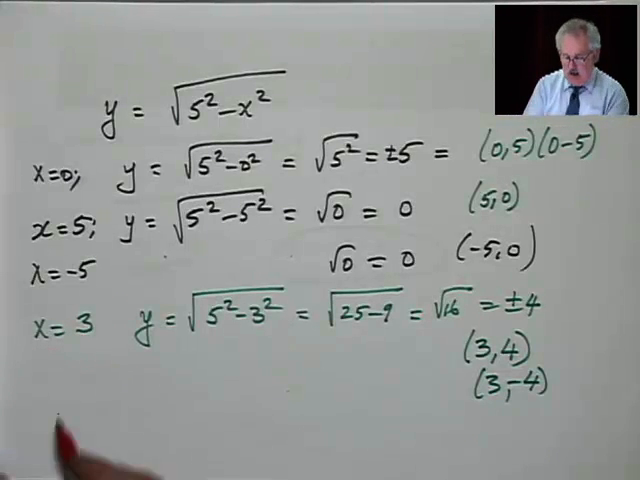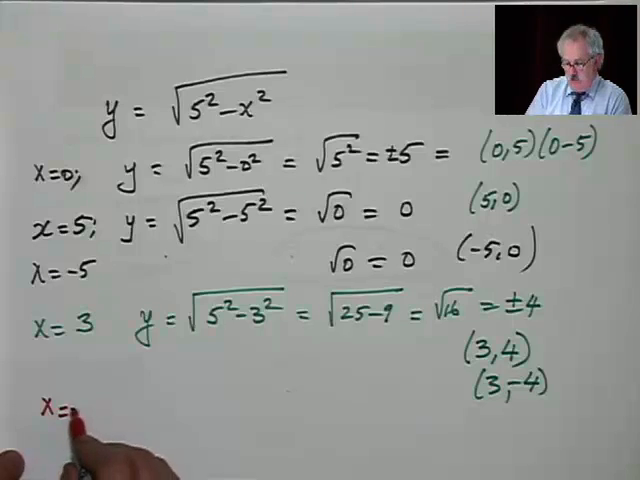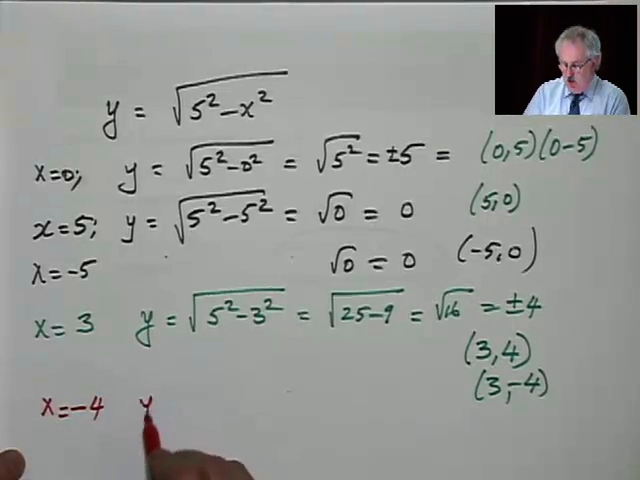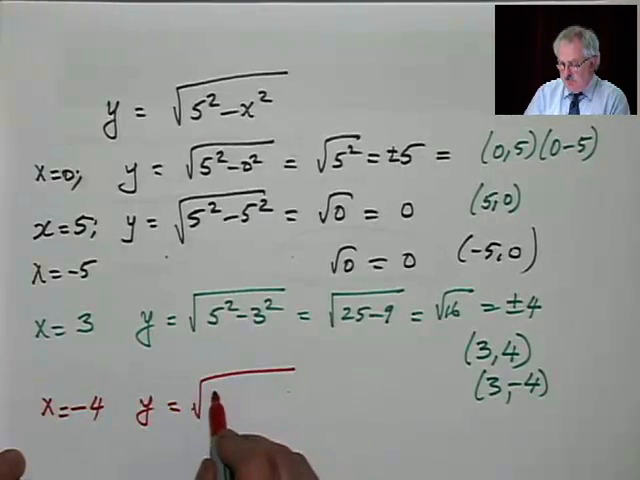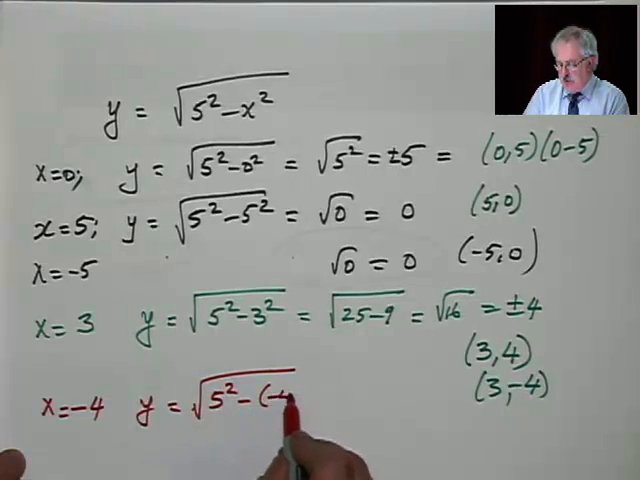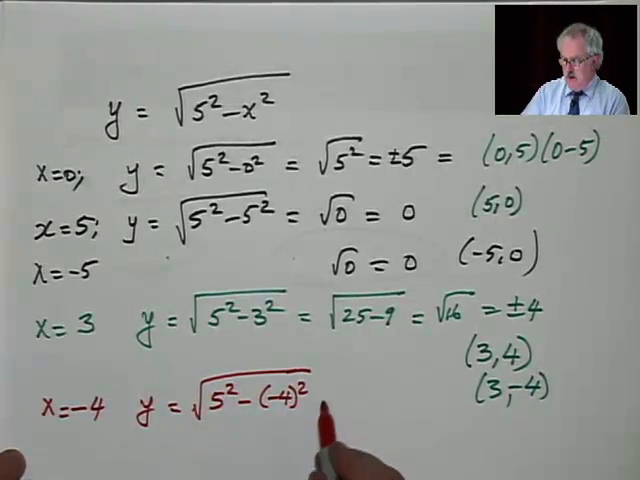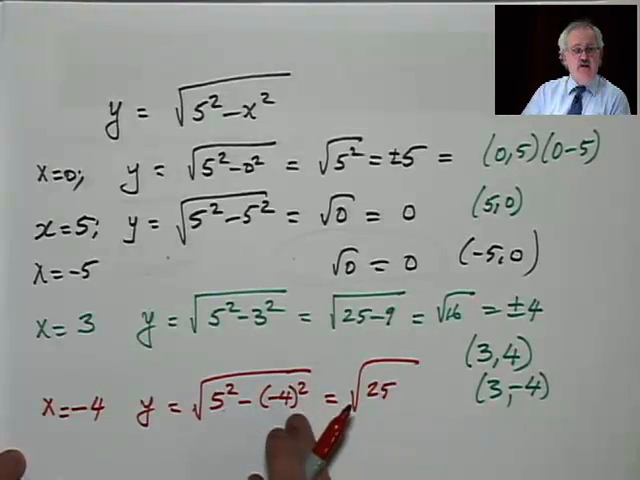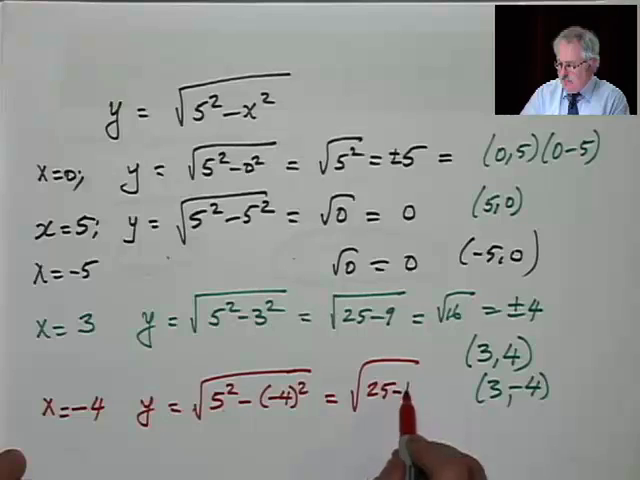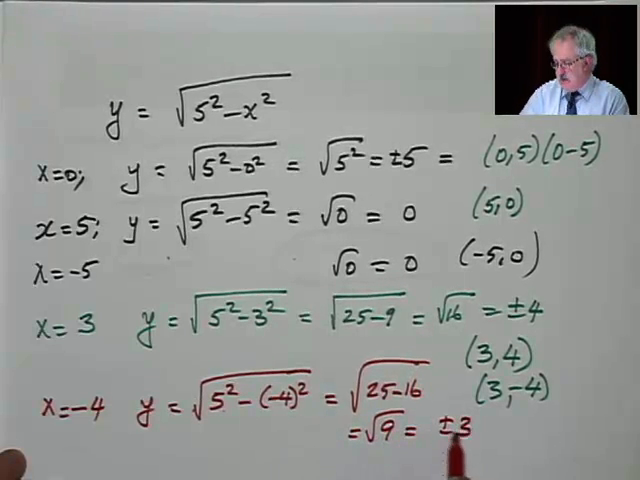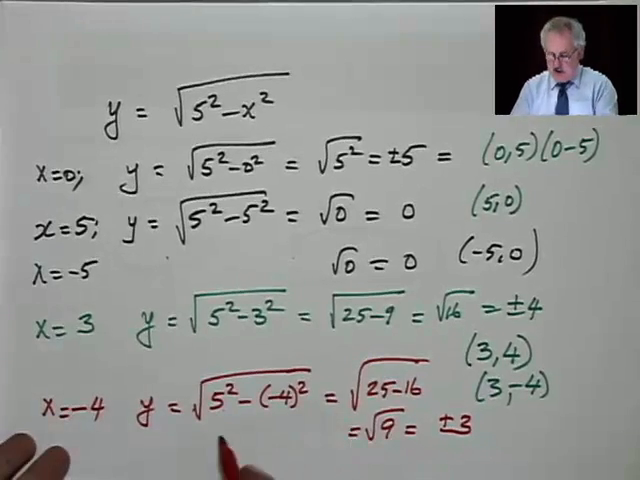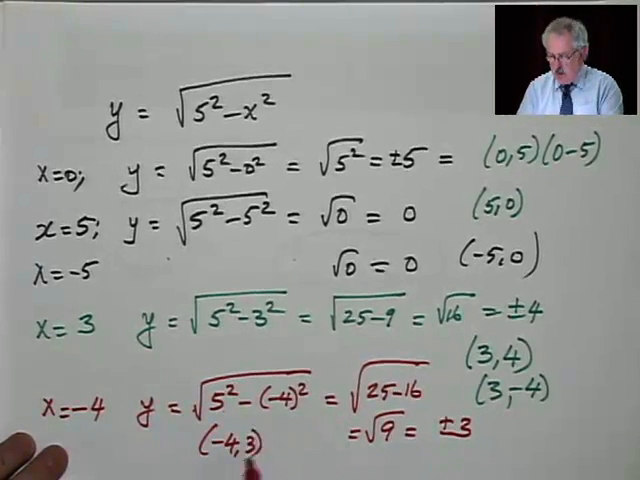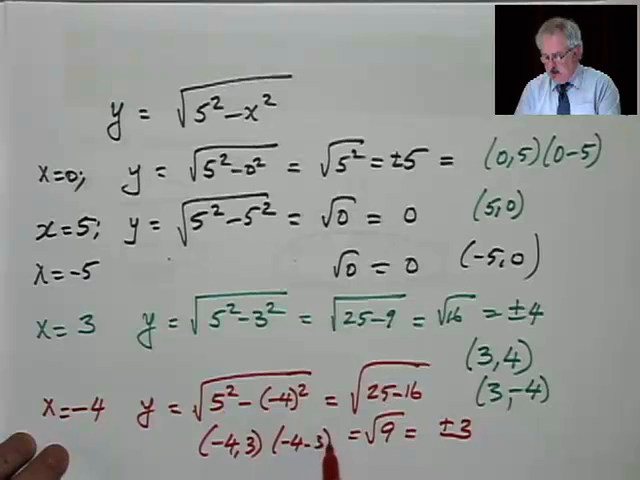Similarly, if we had said let x equals 4, or minus 4, we'd say y is equal to the square root of 5 squared minus minus 4 squared. That's 5 by 5 is 25. Minus 4 by minus 4 is 16. That's the square root of 9, and the square root of 9 is plus or minus 3. So the points here would be minus 4, 3, or minus 4, minus 3.